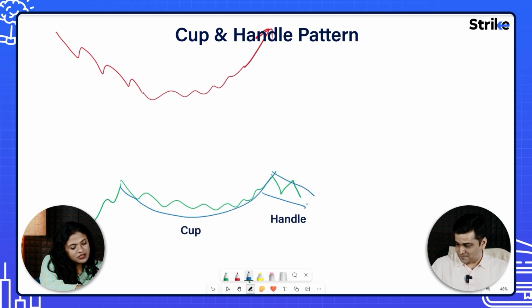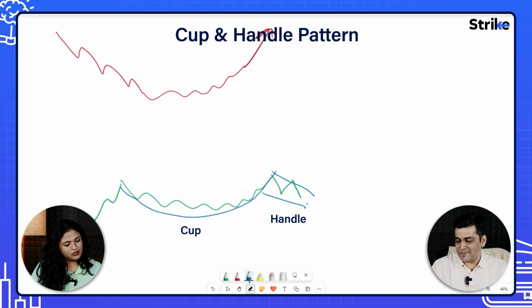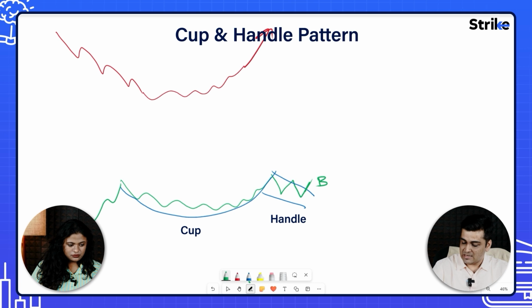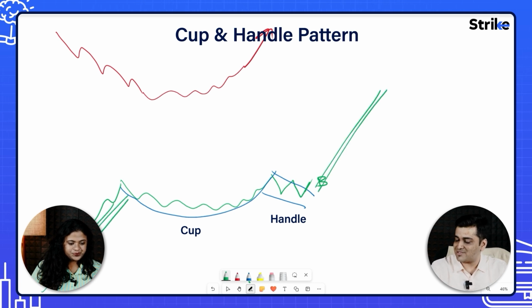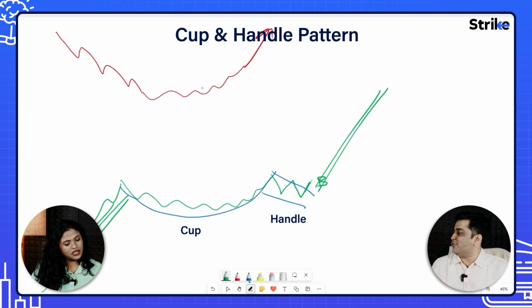So you understood how it looks? Once this cup and handle is made, we can wait for a breakout. And once there is a breakout, you buy, expecting the previous trend to continue upwards. Rounding bottom is a trend reversal pattern. Cup and handle is a trend continuation pattern.